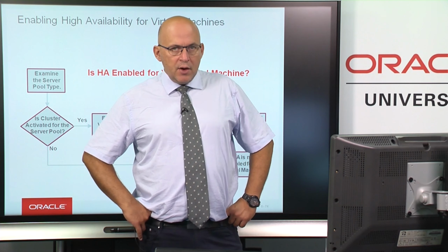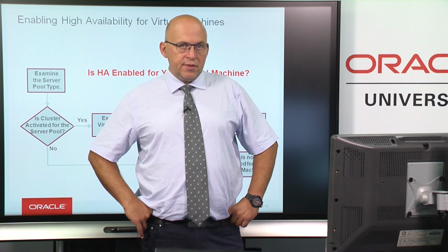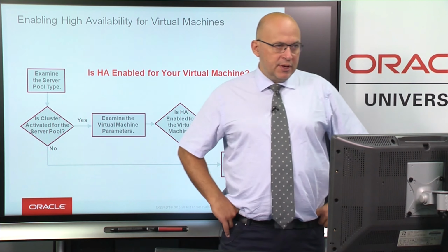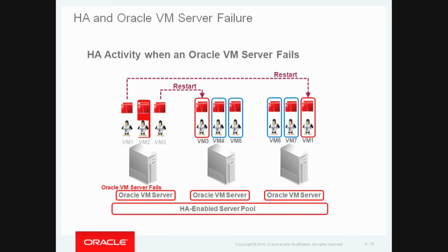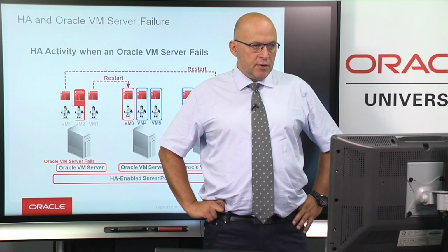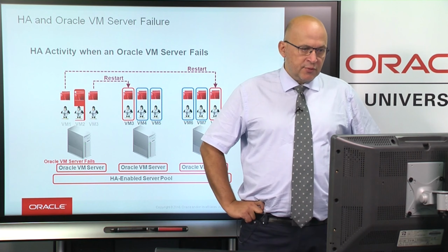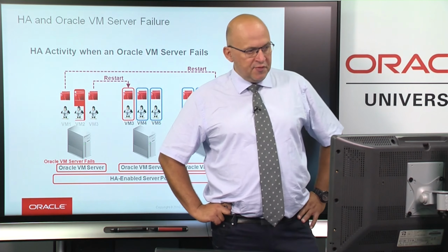So now, how do you enable high availability? You have to work with a clustered server pool, which already gives high availability, and then you have to go and check that the high availability setup is chosen for this virtual machine, and everything should work without any problems. So we will see here the high availability features and what happens when an Oracle VM server has a failure. On the left part of the screen we have an Oracle VM server which is having a kind of failure.